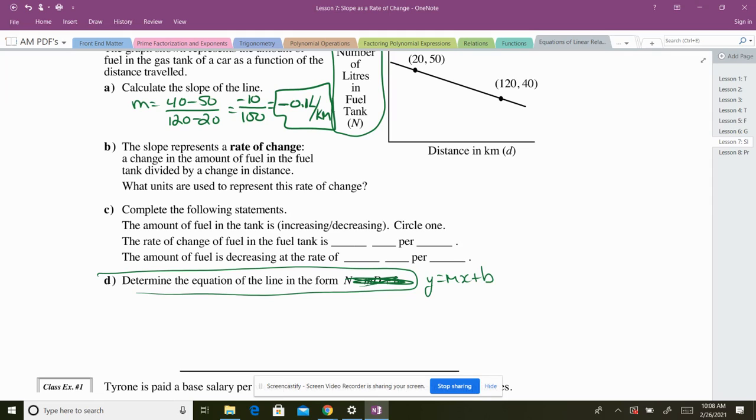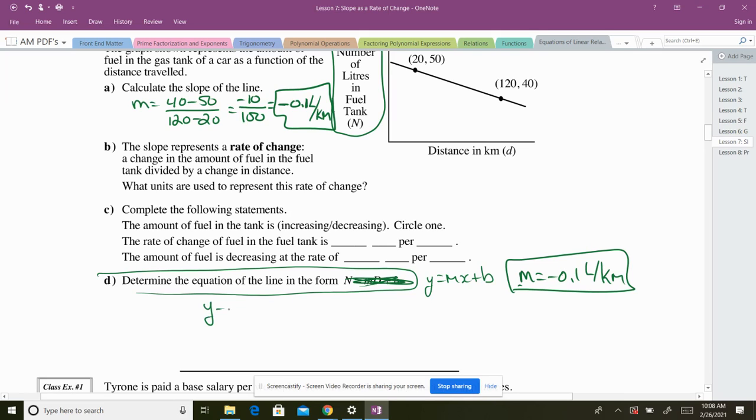So when you're trying to find the equation of a line, what's the first thing you need to find? Do we know the slope? We did it already, right? We know the slope is negative 0.1 liters per kilometer. So we have our slope. Do we have a point? Yeah, we do. We have two of them. Which one do you want to use? Good choice. I would use the smaller numbers too.